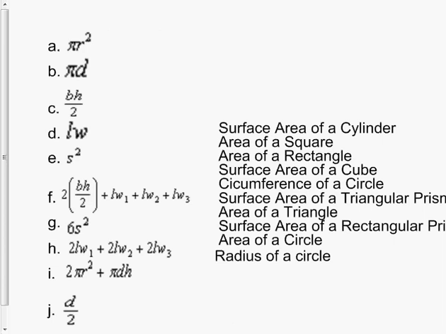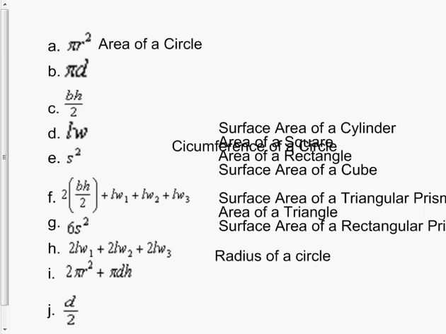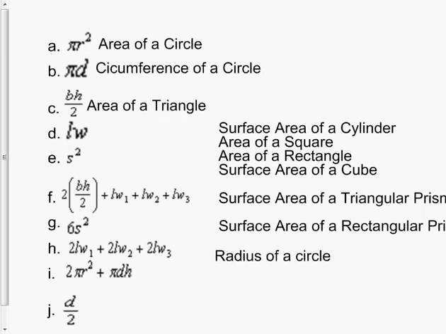All right, your next question is your formulas. The first one's pi r squared, and that is the area of a circle. Pi d is the circumference of a circle, or the perimeter of a circle. Base times height divided by 2 is the area of a triangle. Length times width is the area of a rectangle.